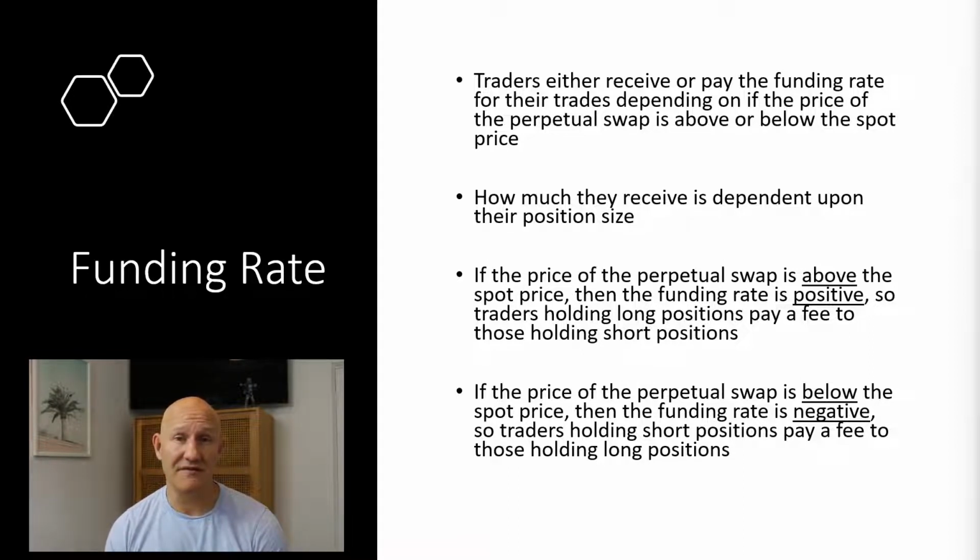If the price of the perpetual contract is below the spot price of Bitcoin, that means there's a negative funding rate. And when there's a negative funding rate, traders who hold short positions have to pay the funding rate, or a fee, to the holders of long positions. That might be a little bit confusing, but at the end of the video, I'm going to go through the funding rate and show you some charts and explain how you can use that in your trading and investment decisions.